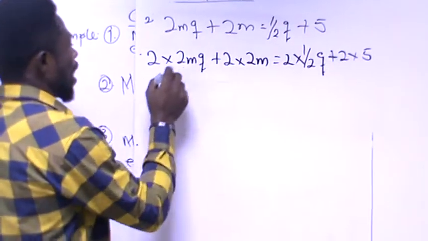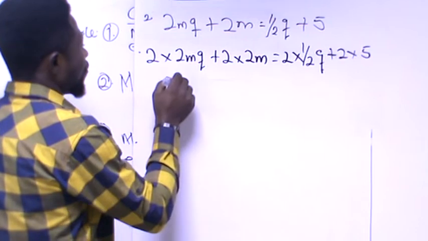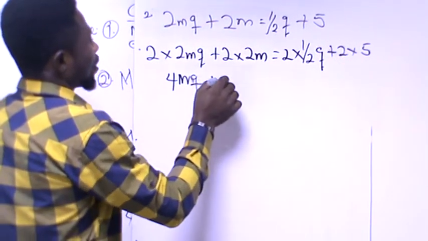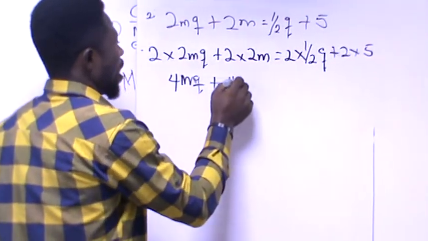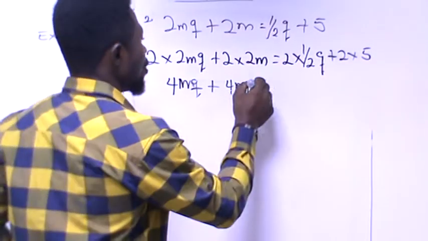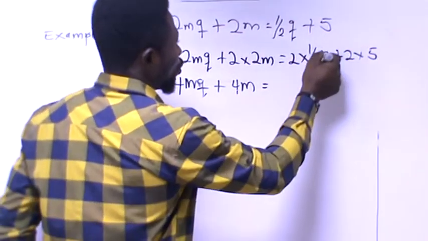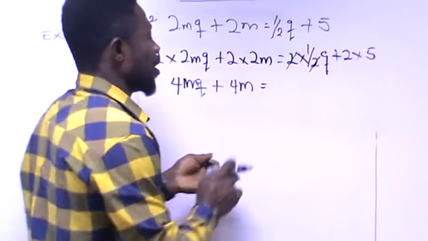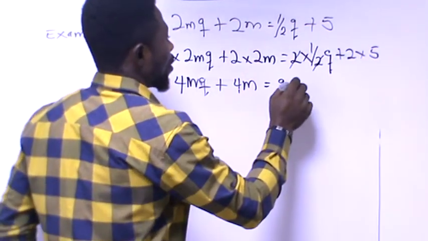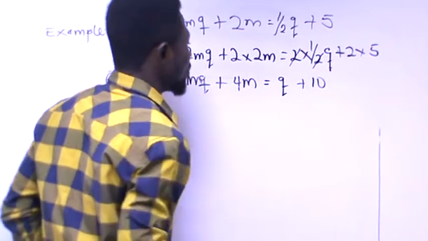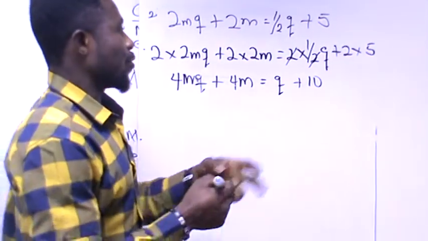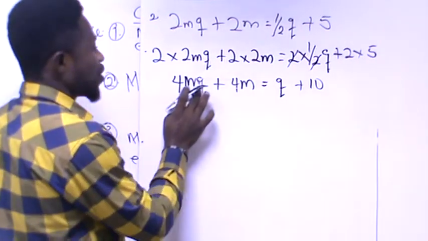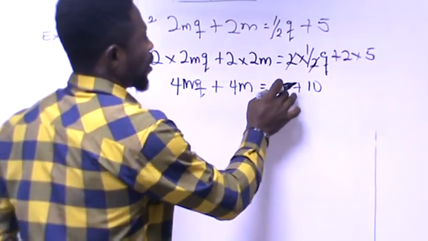So we have 2 by 2mq will give you 4mq, plus 2 by 2m will give you 4m, equals, now we have this 2 cancelling this denominator, leaving us Q plus 10. Right, now we've gotten rid of the fraction, and if we continue, we have 4mq plus 4m equals Q plus 10.